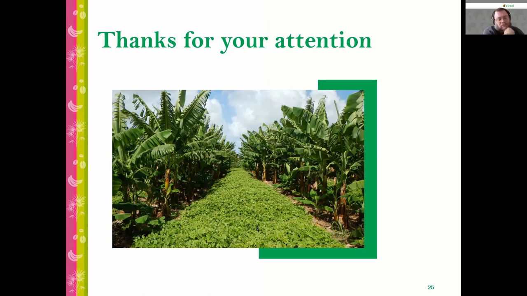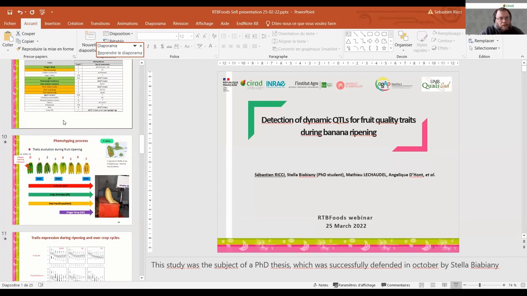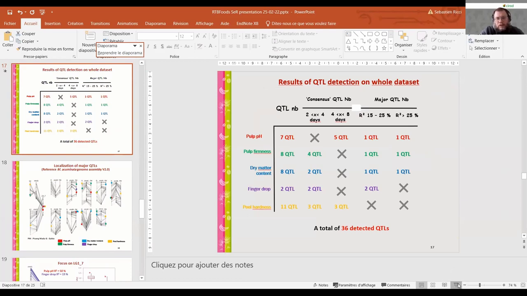Thank you, Sébastien, for your nice presentation. I would like to have more information about the QTL that you identified. You indicated that you identified one QTL for firmness and a promising one for finger drop. I would like to know if you analyzed these QTL in depth and identified putative genes that could be involved in this criteria. Yes, that's something we try to do.